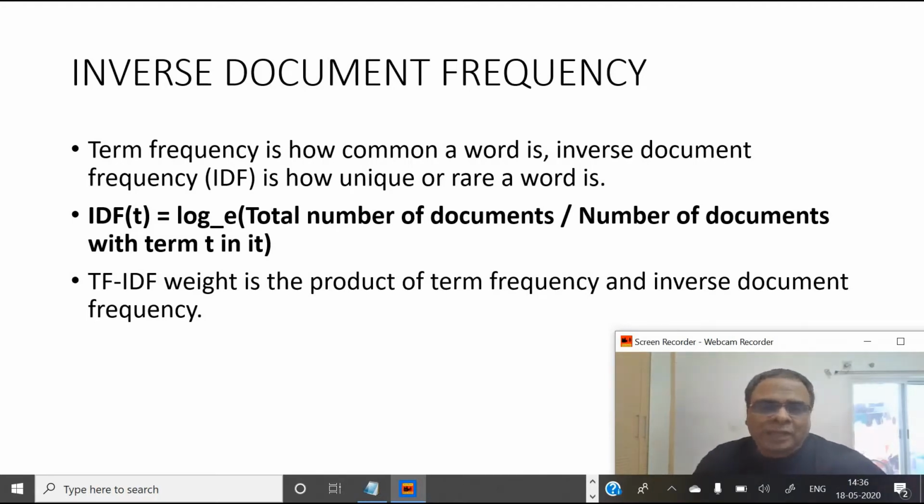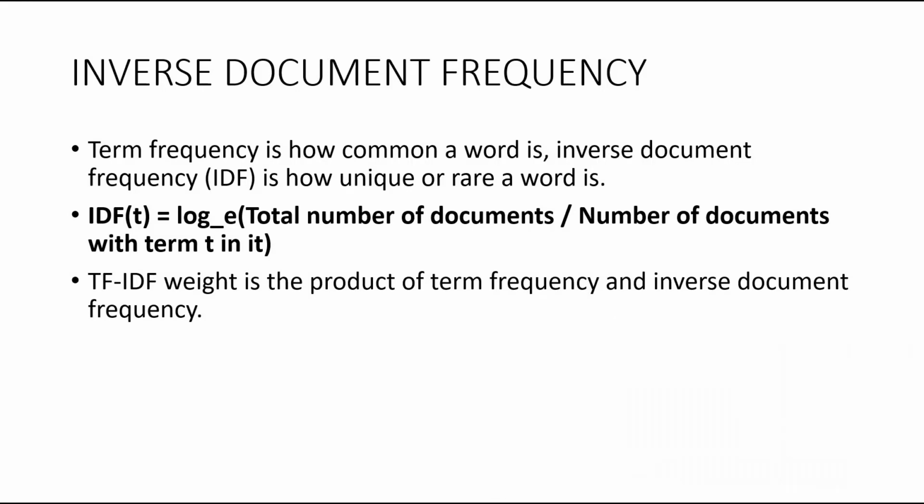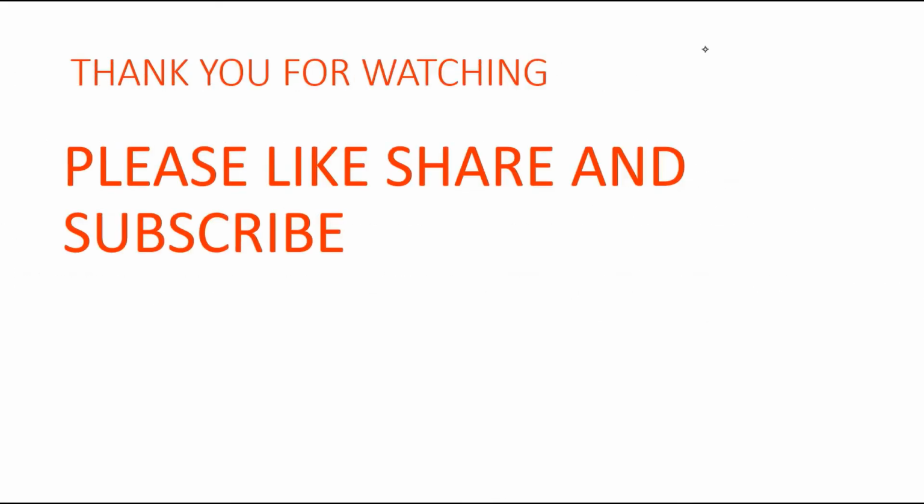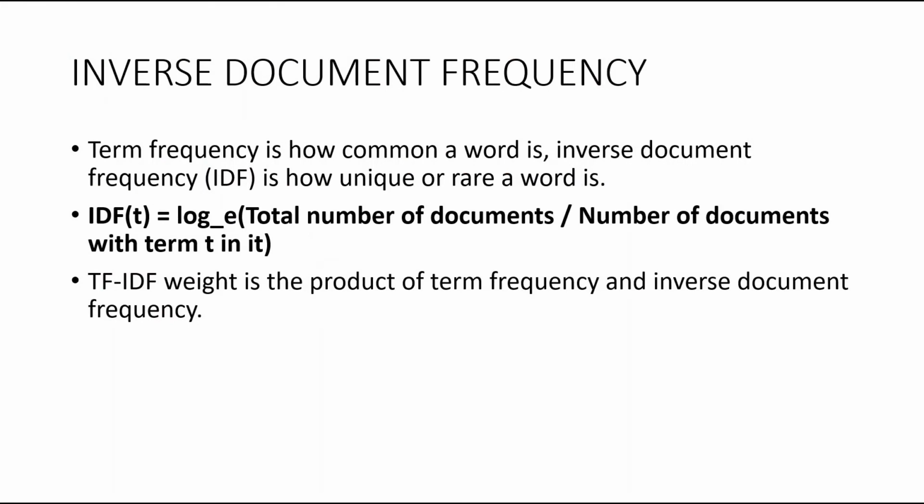That is the formula. You have the log of the total number of documents. It is a logarithm to the base e. The formula is log to the base e of the total number of documents divided by the number of documents with term T in it. This is the inverse document frequency.